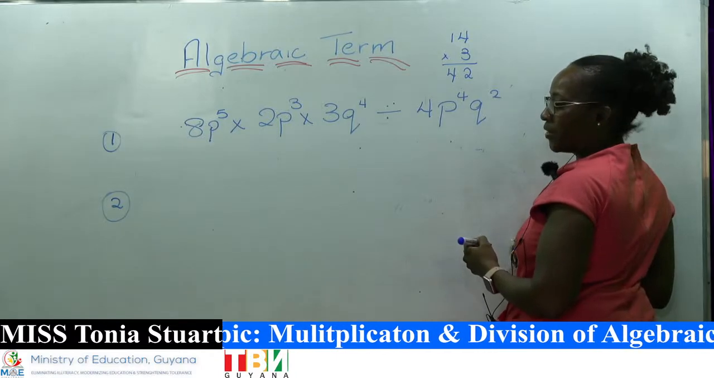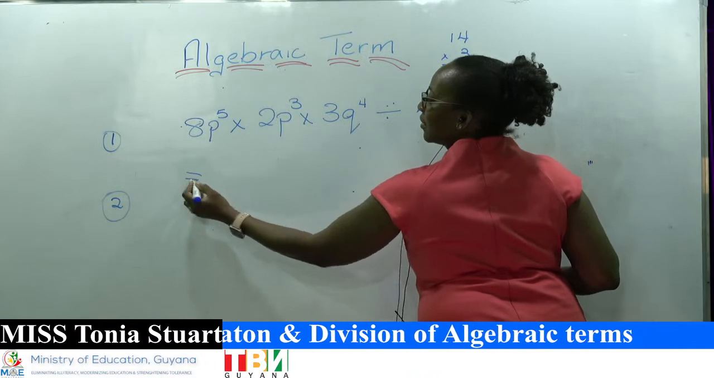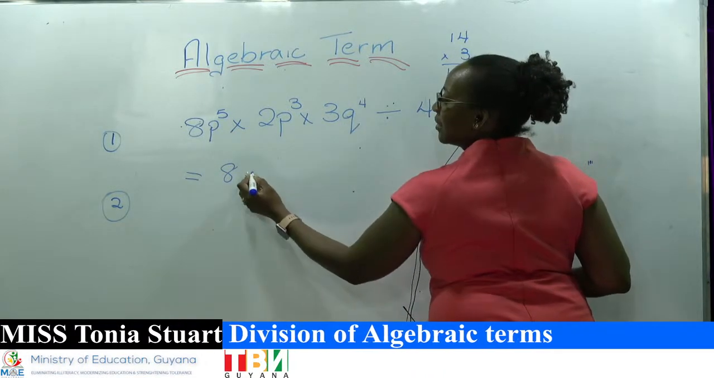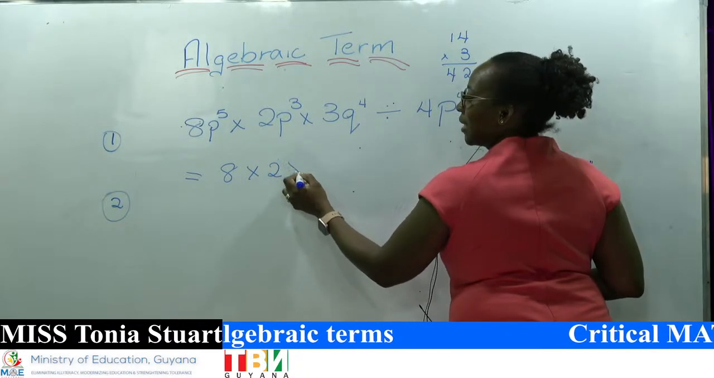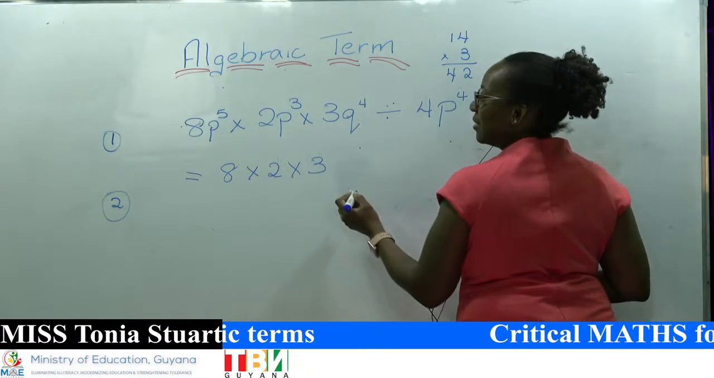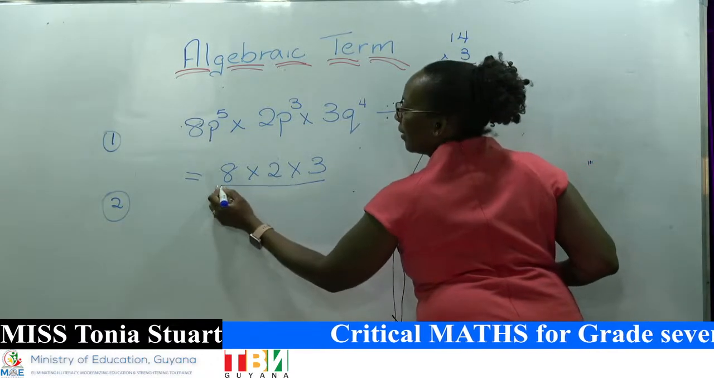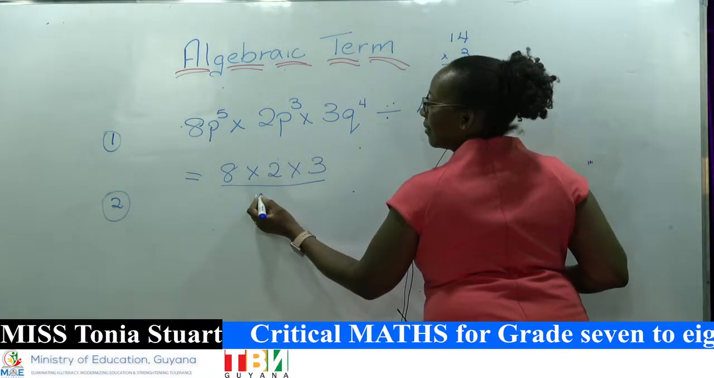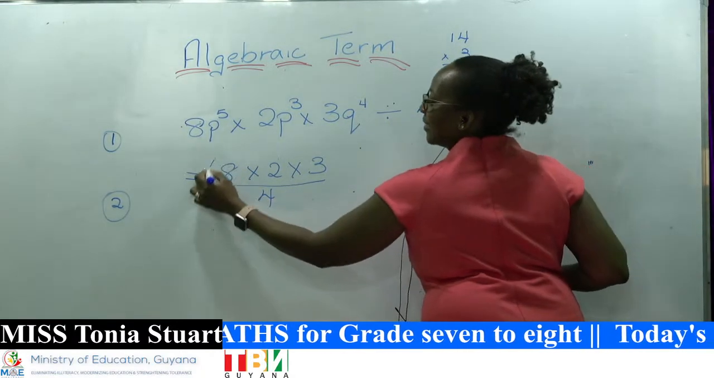Let's try working it together. What would you write first? 8? 2 times 3, very well. Divided by 4. Good, great.